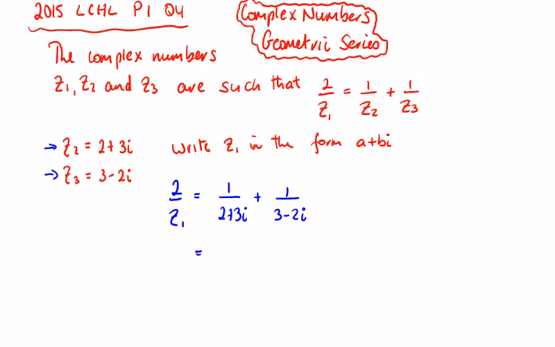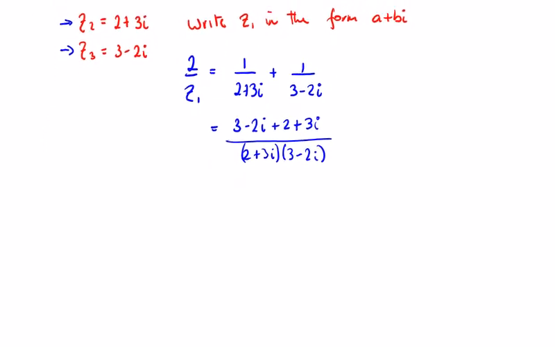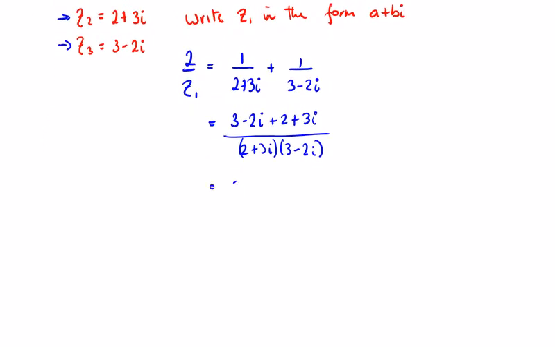plus 1 over Z3, which is 3 minus 2i. And if we simplify the right hand side, we're going to get 1 by 3 minus 2i. So we're just going to get these two denominators on top. 3 minus 2i plus 2 plus 3i over the denominators multiplied. 2 plus 3i by 3 minus 2i. If we simplify this down, we're going to get 3 plus 2 is 5. 3i minus 2i is plus i.